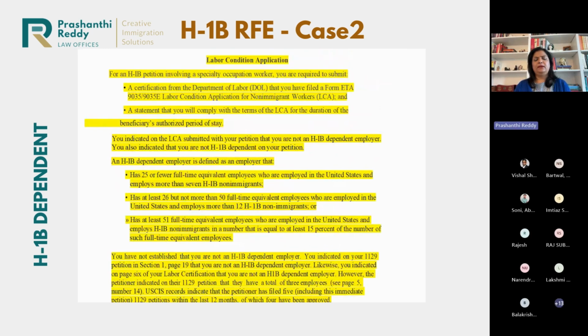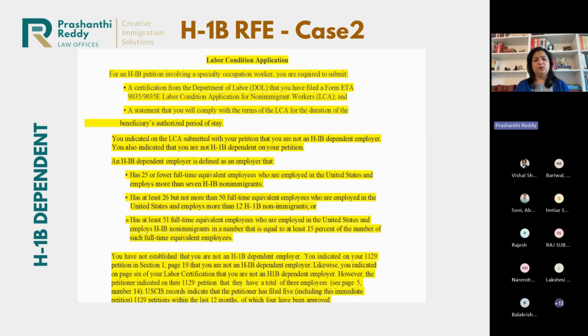Yeah, H-1B dependent. Now, with reference to an employer, whether they are H-1B dependent or not, this is how they define it. An H-1B dependent employer is defined as an employer that has 25 or fewer full-time employees, and 7 of them are on H-1B. So if you have 25 or fewer employees, and 7 of them are on H-1B, then you are H-1B dependent.